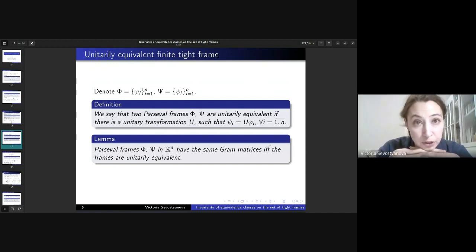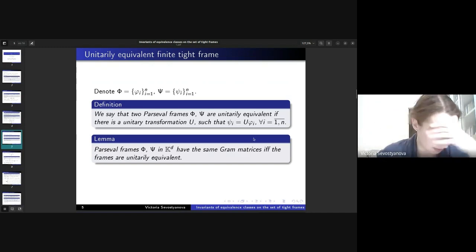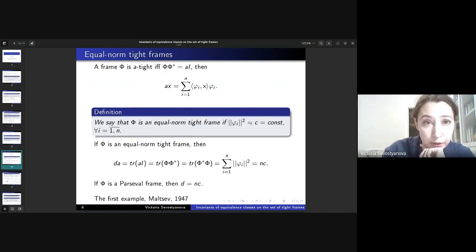The first equivalence that we will need is unitary equivalence. We will say that two Parseval frames are unitarily equivalent if there is a unitary transformation that maps one frame to the other frame. Everybody knows the result that Parseval frames have the same Gram matrix if and only if these frames are unitarily equivalent. That's a very simple result.